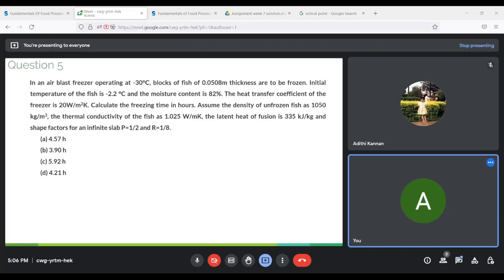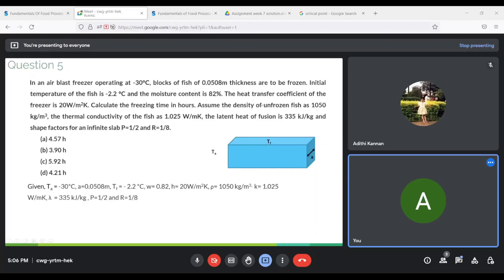So we'll first move on to what is given in the question. You're considering an infinite slab where your heat removal happens only through one direction. The rest of the two directions are infinite in length, and a is the only thickness that you can measure. So in this diagram, a will be the thickness of your fish, TF will be the temperature of the slab surface, and TA will be the temperature of your freezer, that is the outside air temperature.